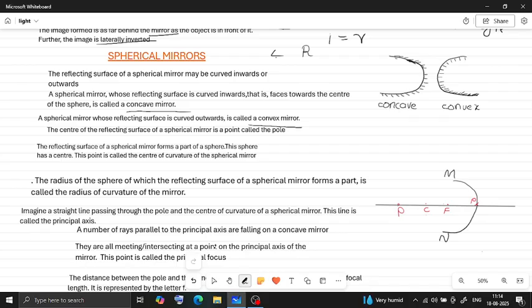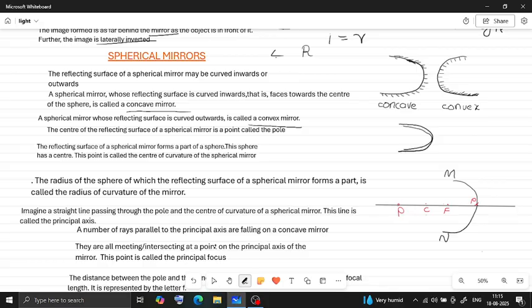Next we are going to discuss each part of the mirror. Okay, so to remember concave and convex, just remember that the inward curved one is concave, just like our cave. A cave is always curved inward. So cave means concave. That's why you can remember that concave is always curved inward.